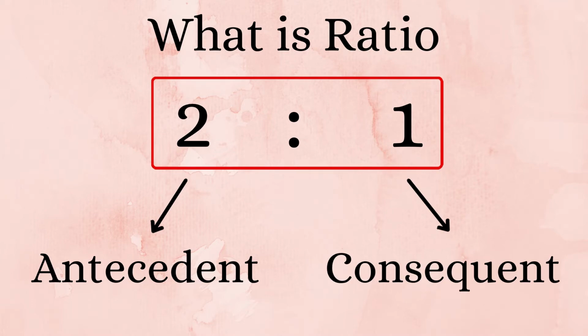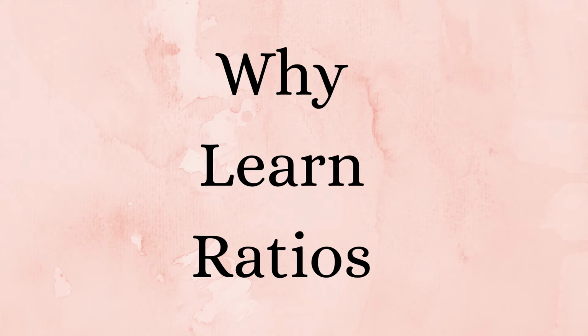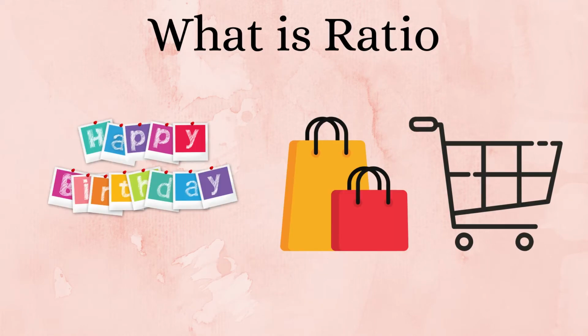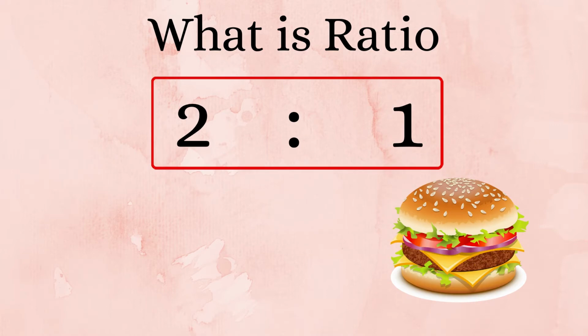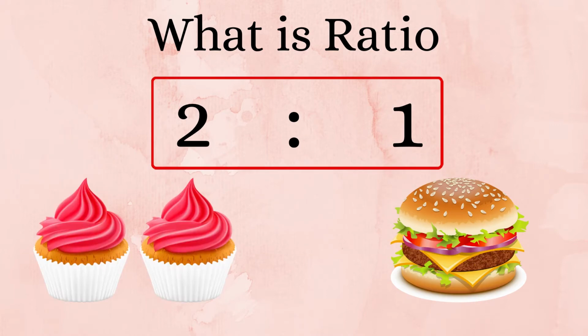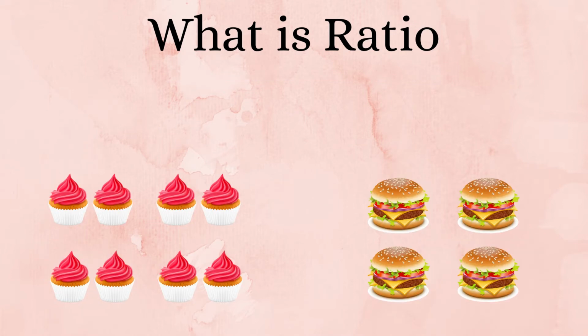Now let us see why the ratio is important. Let's say you need to go to the shop to buy the items for your birthday party. You will have to remember that for every 1 burger that you buy, you have to buy 2 cupcakes. Now let's assume that 4 of your best friends are coming to your party. So you must have 8 cupcakes and 4 burgers. The ratio here is 8:4.